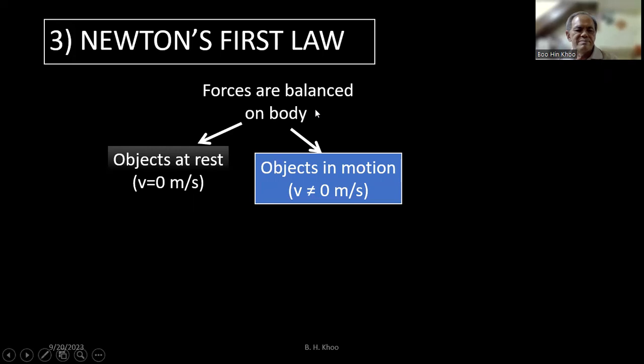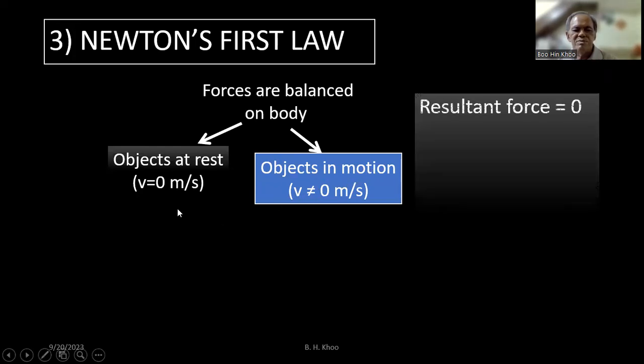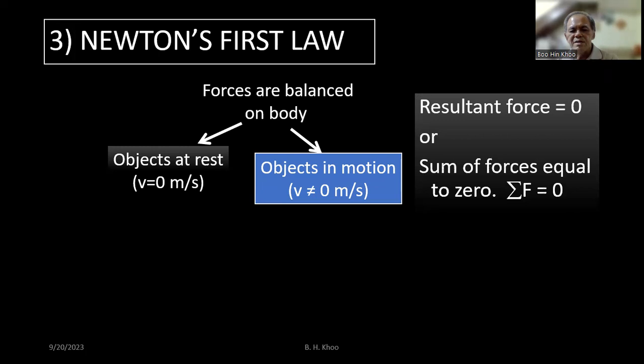Newton's first law, let's summarize it. Forces are balanced on the body. An object at rest means there's no resultant force, which means the velocity is zero. An object in motion means the velocity is not zero. So if there is constant velocity, no resultant force is acting, or we say the sum of forces equals zero. That's our short form.